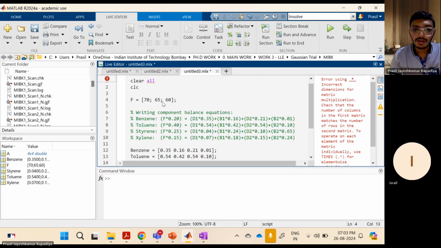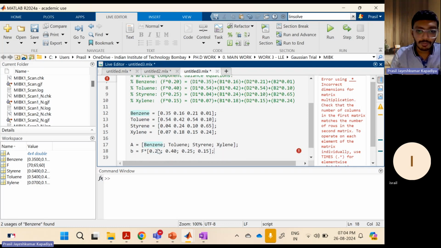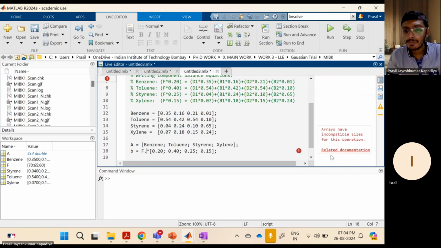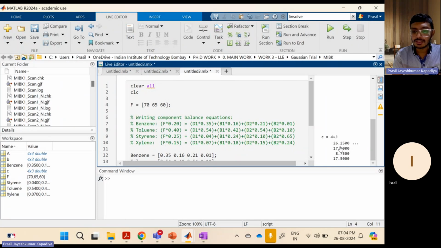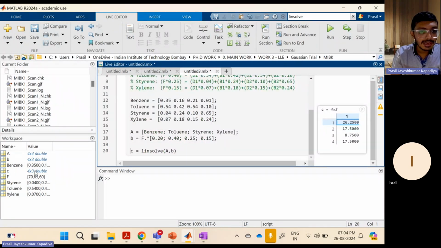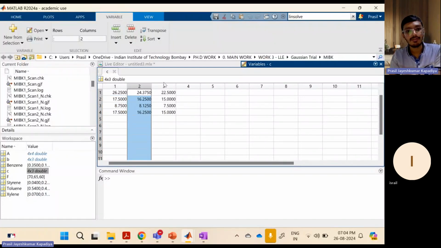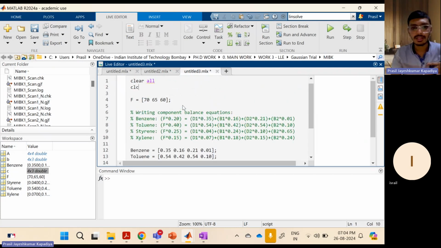Sorry. Here as F is a vector, I need to put a dot symbol here, so it will do element by element operation. So we have 470, 65, 60. We have this solution. But I don't want to do it like this. I want to generalize it.